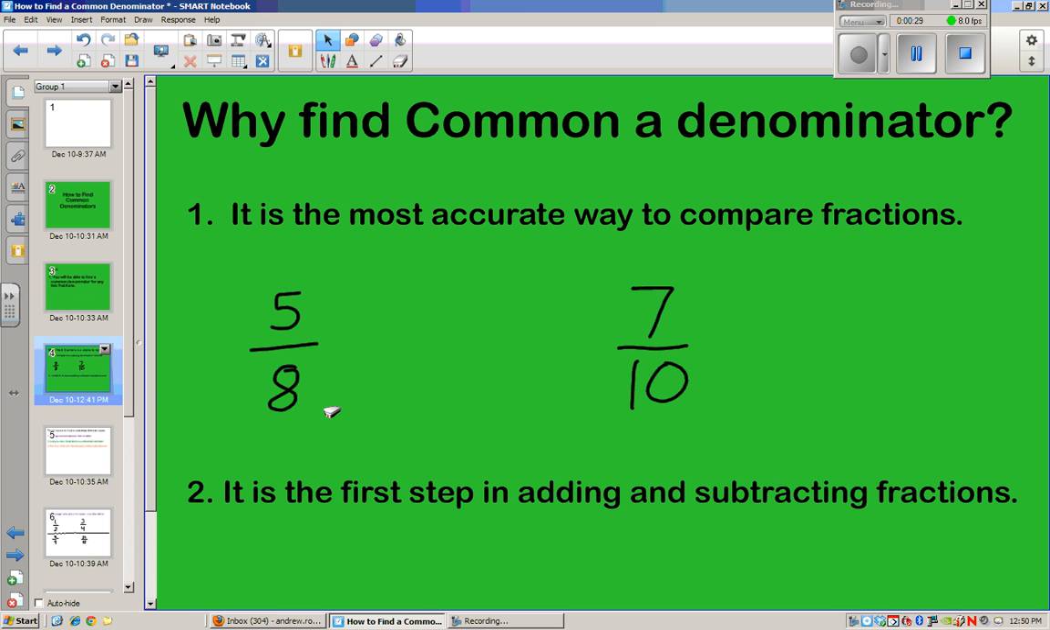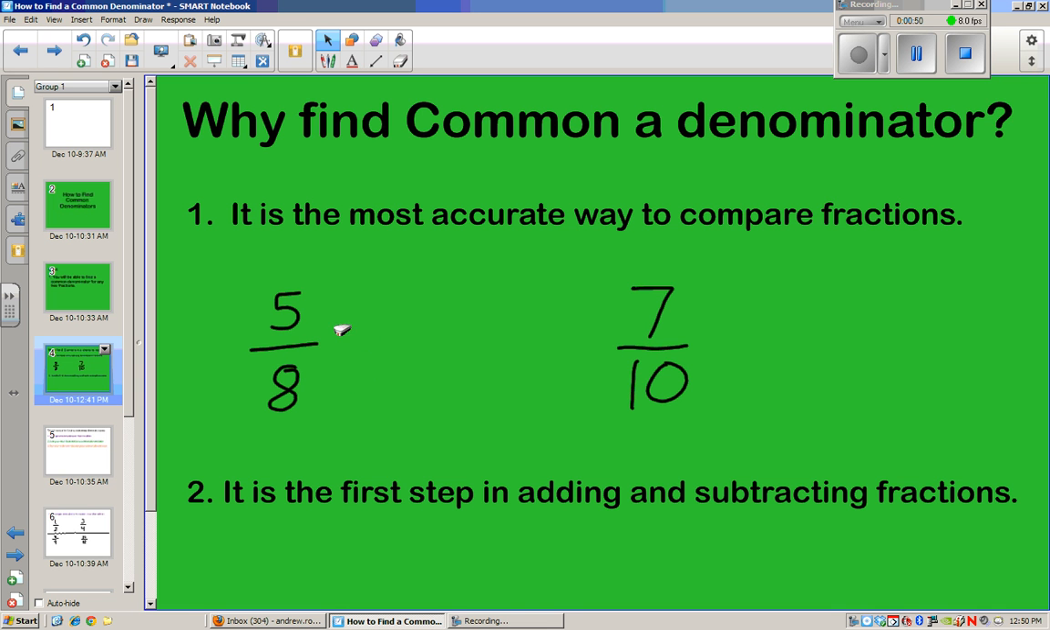Quickly, I want to talk about why you would want to find a common denominator for fractions so that you know why we're doing this. There are two reasons. The first reason is that it's the most accurate way to compare fractions. So for example, if I've got 5/8 and 7/10 and I want to decide which one is bigger, it can be difficult using the strategies we've already had.